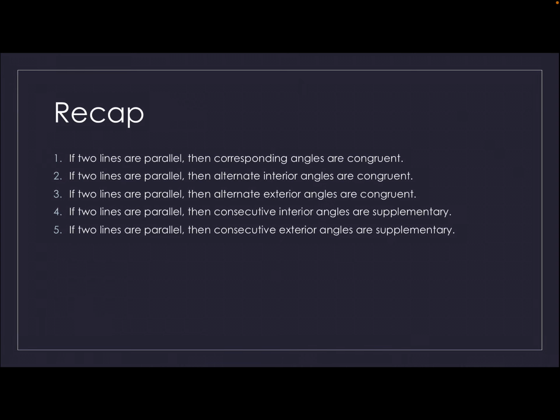So a quick recap are these 5 relationships that we covered in lesson 3.1. If 2 lines are parallel, then corresponding angles are congruent. If 2 lines are parallel, then alternate interior angles are congruent. And you can read 3 through 5. It's the same relationship. Alternate exterior angles are congruent. Consecutive interior angles are supplementary. And consecutive exterior angles are also supplementary. In the next few slides, we're going to look at diagrams that refresh these concepts.